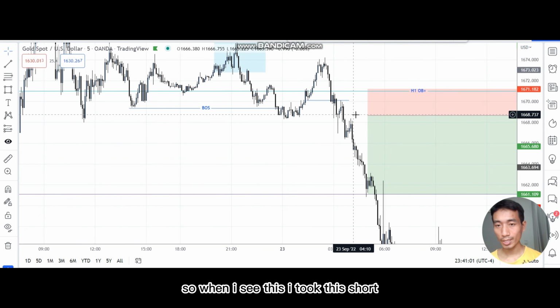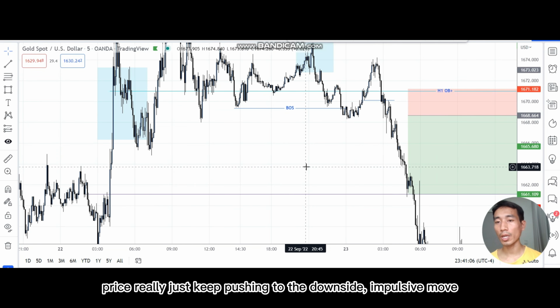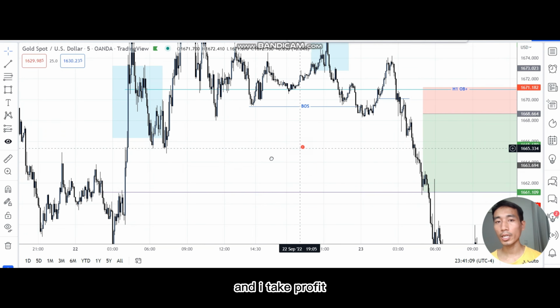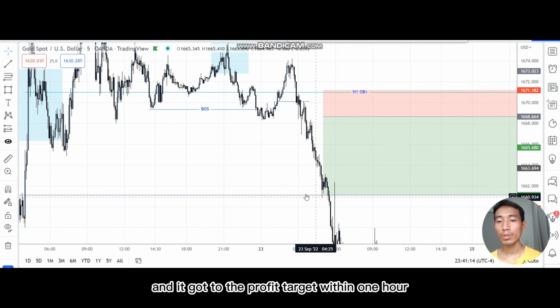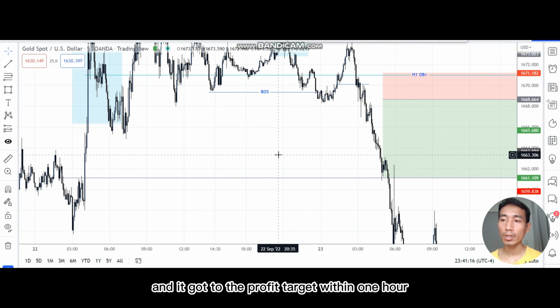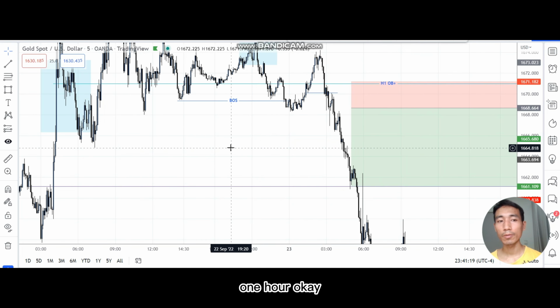When I see this, I took this short, price really just keeps pushing to the downside, impulsive mode, and I take profit. This trade is set and forget, and it got to the profit target within 1 hour.